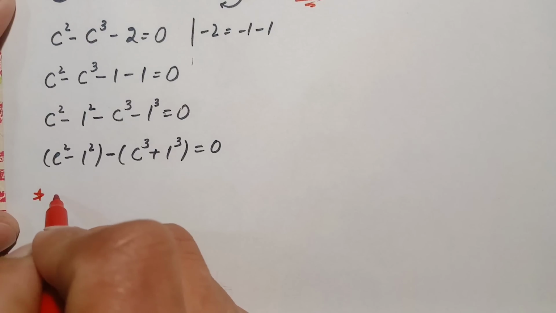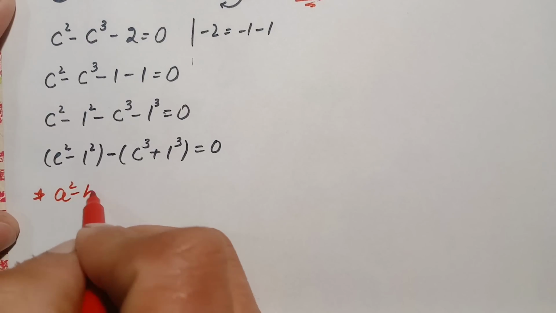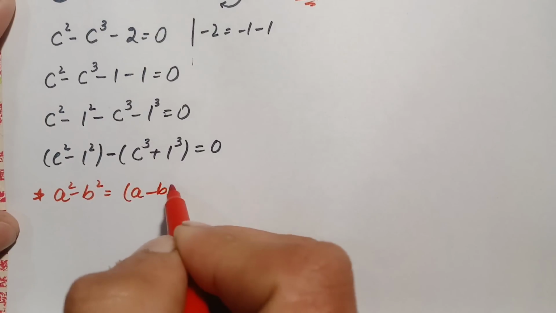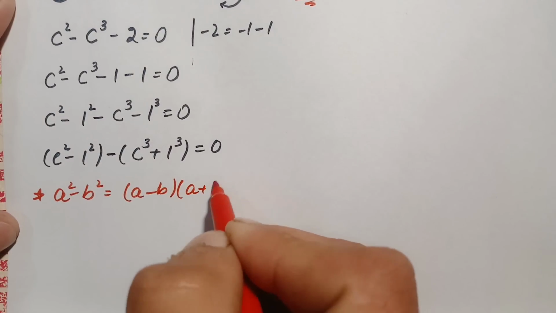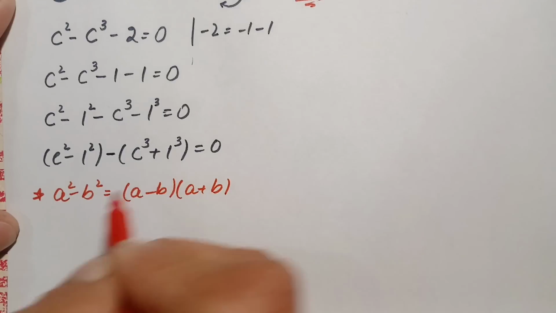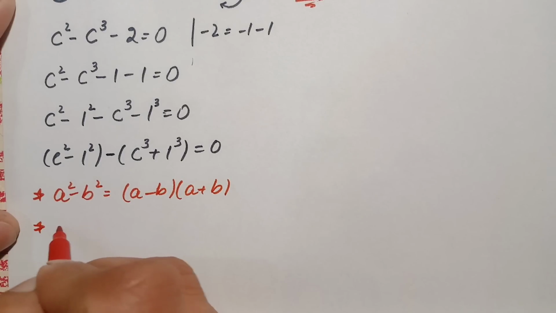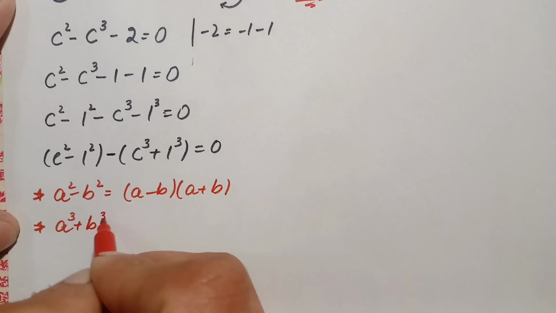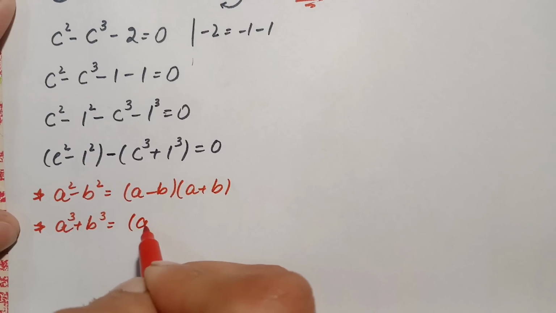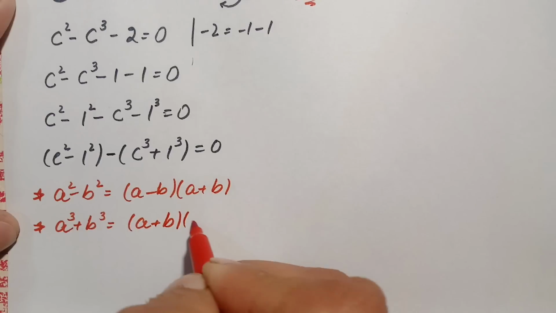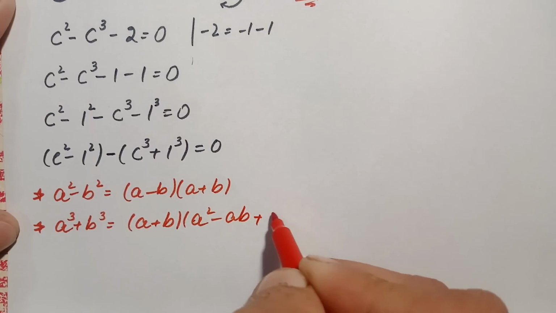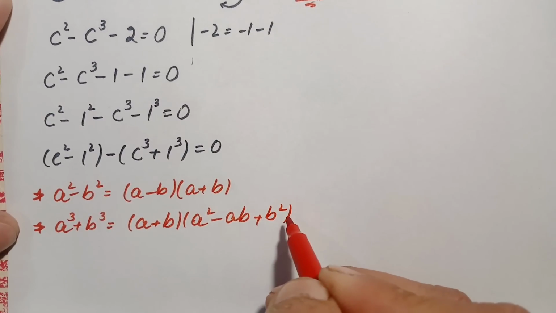In the first term we will use this one identity, a square minus b square, which is equal to a minus b times a plus b. And in the second term we will use this one identity, a cube plus b cube, which is equal to a plus b times a square minus ab plus b square.